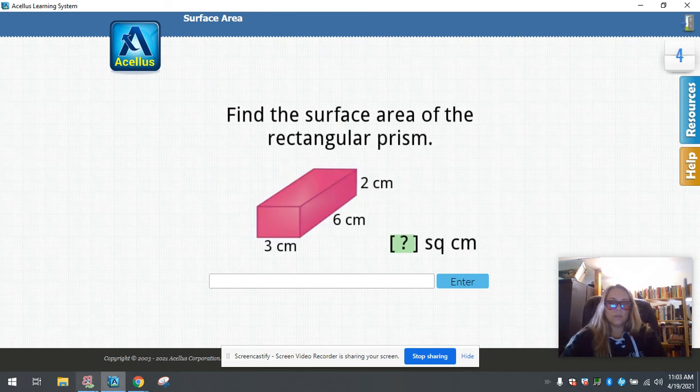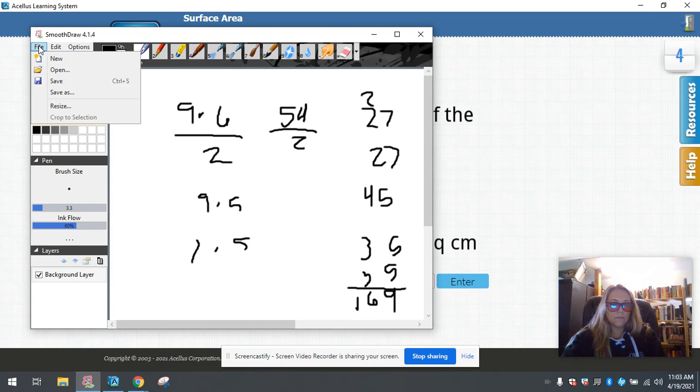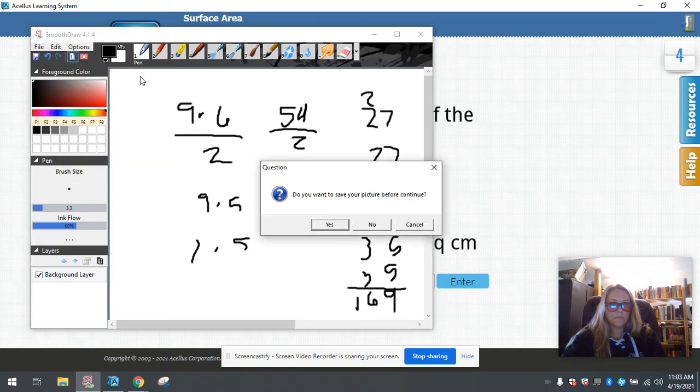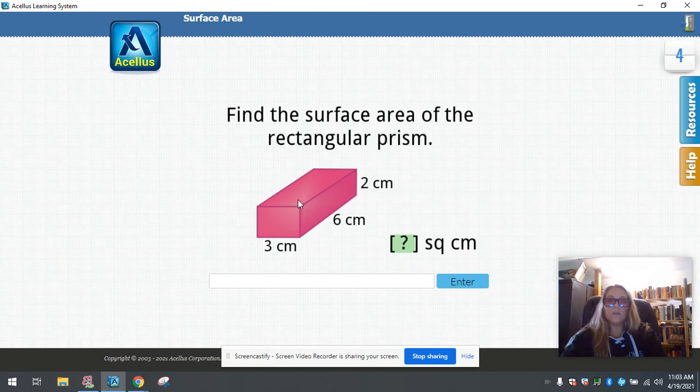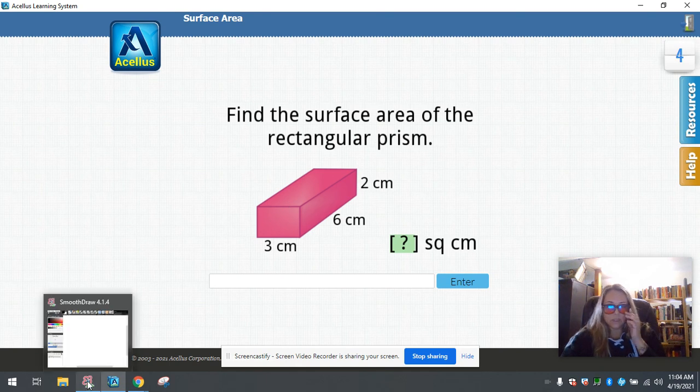Find the surface area of the rectangular prism. All right, so this rectangle is going to be the same as this back one that we can't quite see. And then this rectangle is going to be 2 by 6. And the other side that you can't quite see is also going to be 2 by 6. So I'll have 2 of those. And then the top and the bottom pieces are going to be 3 by 6. So let's go ahead and calculate those. We're going to have 2 sides each.